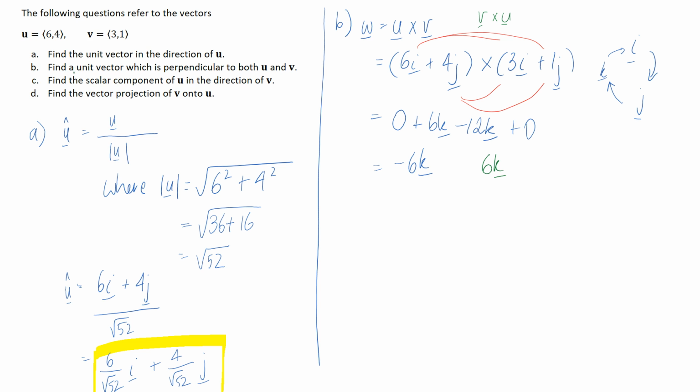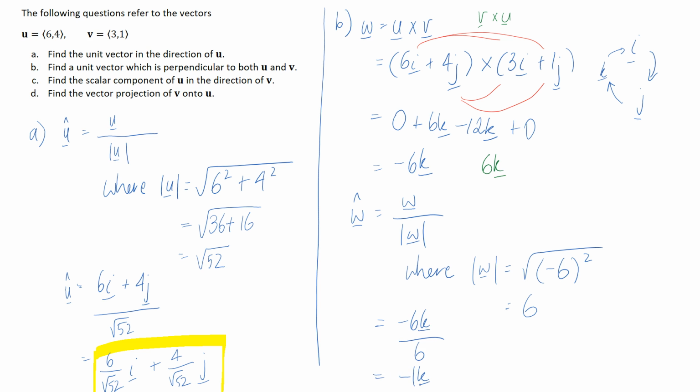Okay. So we'll move on to converting this into a unit vector. So we just need to apply this methodology again. So the unit vector in the direction of w will be w divided by its magnitude. So if we want the magnitude of w, this is going to be really easy, just because it's only got one component. So if we square that component and then square root it, it's just going to come out to 6 on its own. So if we go back and pop it into this equation, we're going to get negative 6k divided by 6, which is just negative 1k overall.